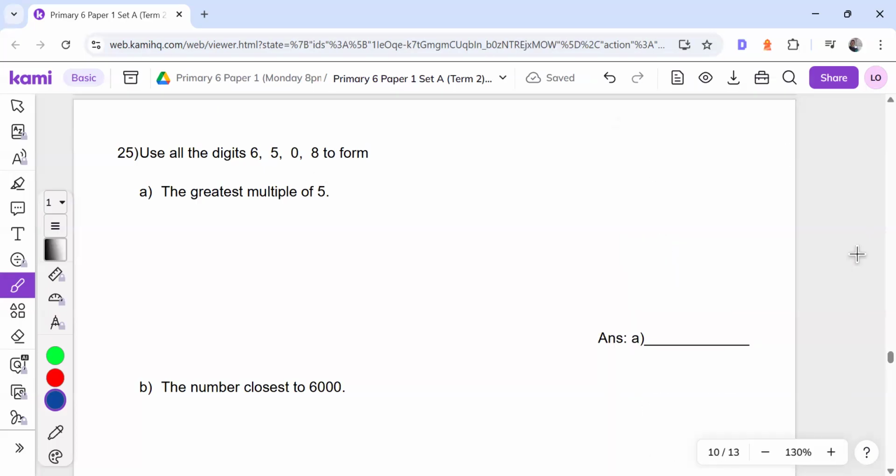So what is the greatest multiple? Your answer will be 8650. And how do you get the greatest multiple? You have to make the biggest number first. You start with the biggest digit, then getting smaller, smaller, and smaller. And then there's a shortcut. How do you know whether it's a multiple of 5? You look at the last digit. Can you divide by 5? 0 can always divide by any number. There's no remainder. So if 0 can divide by 5, then that is a multiple of 5 already. So your biggest multiple is 8650.